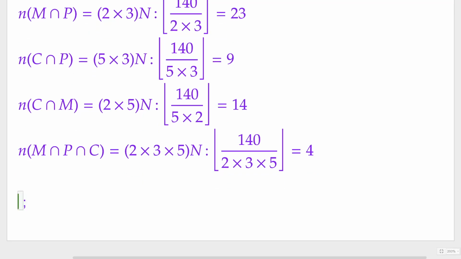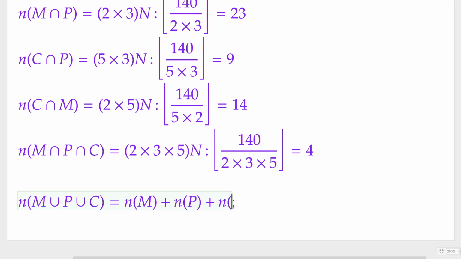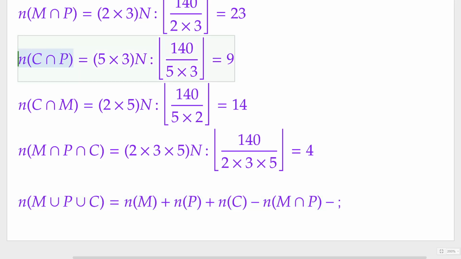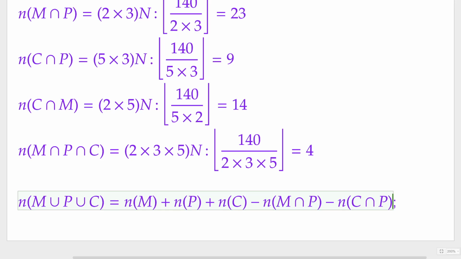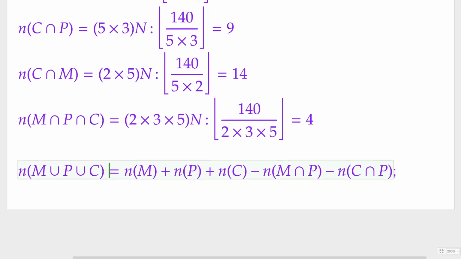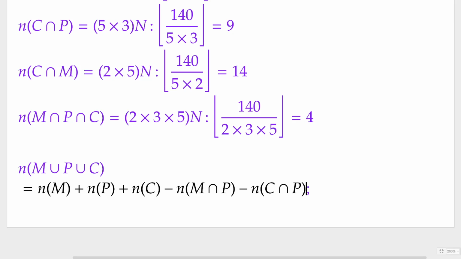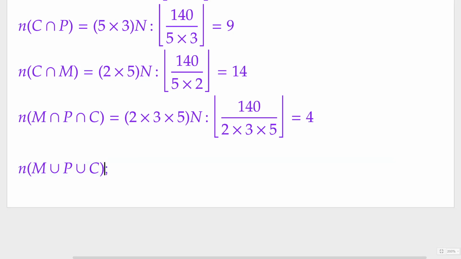Now it is a well-known fact that the number of elements in M union P union C is equal to the number of elements in the set of mathematics, plus the number of elements in P, plus the number of elements in C. This is the inclusion and exclusion principle. Minus the number of elements in M intersection P, then remove this part as well: the number of elements in C intersection P. It would be better to write this in the next line.